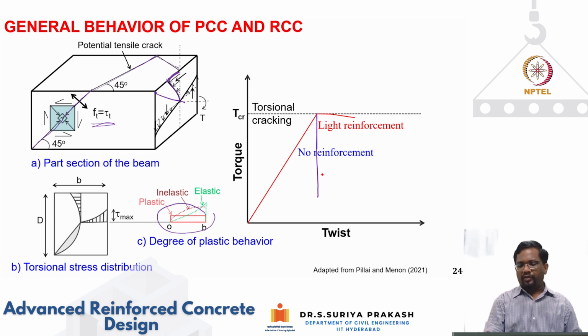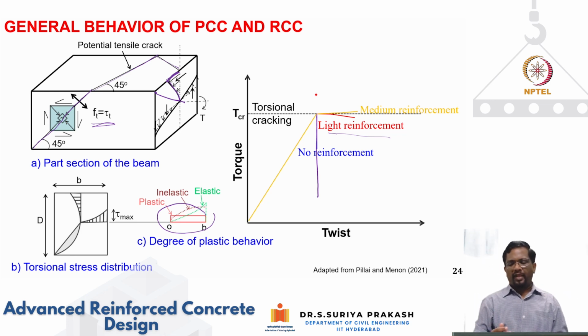So let's say for that member, if I'm putting light reinforcement, you'll find that the ultimate strength is not going to be very different from your cracking torsion moment. Same beam. Now, if I put, let's say, 2% of steel, both longitudinal as well as stirrup, as a volumetric ratio, then you will find that again you will have some ductility. However, again the ultimate strength or ultimate torque is not really significantly different from your cracking torsion moment.